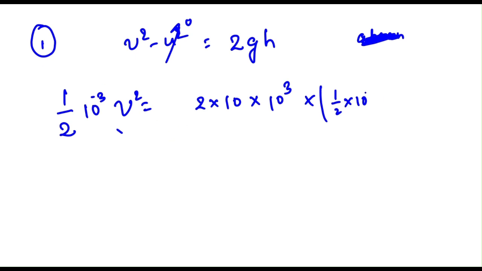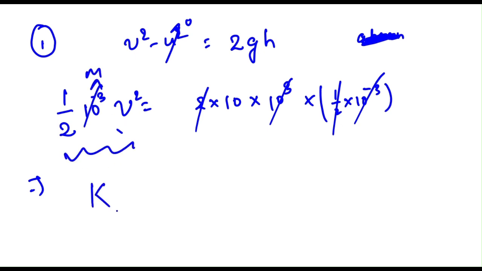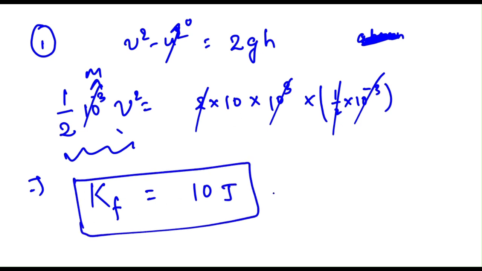So what is happening here? This will be 10 to the power minus 3. So this thing and this thing, we can write m only. Because at the end, the final kinetic energy without any resistive force will be 10 joule, and this is what you can say is the work done by the gravitational pull.